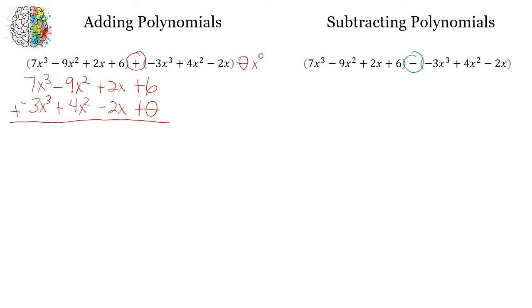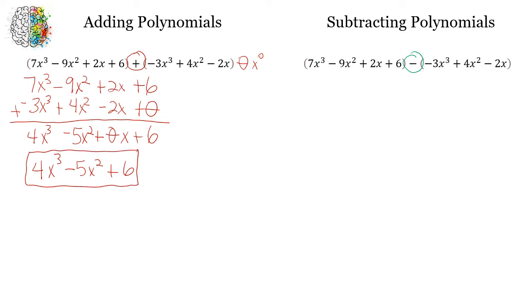Now I'm just going to add each of those columns. 6 plus 0 is 6. 2 minus 2 is 0. Negative 9 plus 4 is a minus 5. And 7 minus 3 is 4. So that would make my final answer 4x cubed minus 5x squared plus 6.